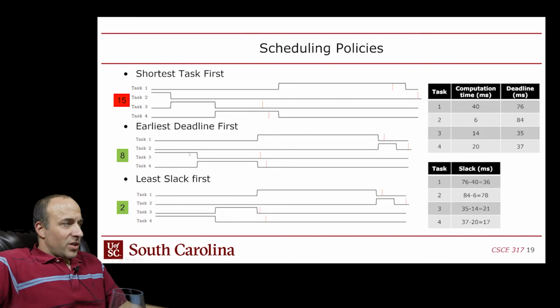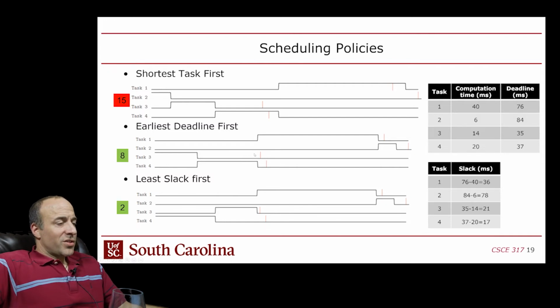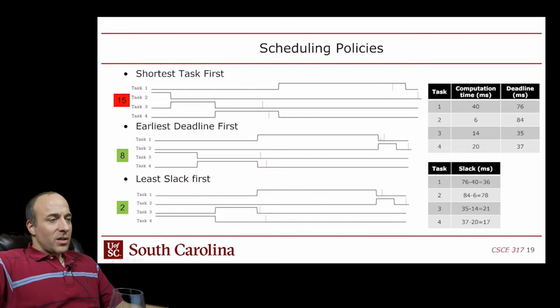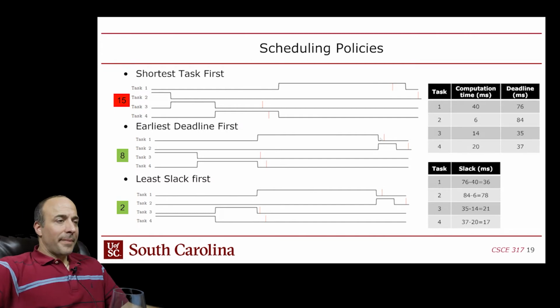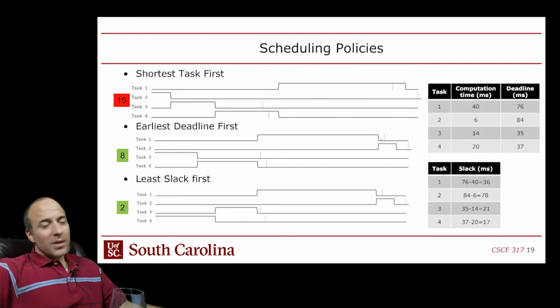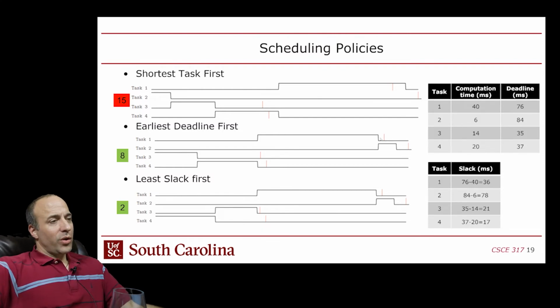So you can see that task 3, which had its red line farthest to the left, meaning the earliest deadline, ran first. And then the next furthest left red line was on task 4, so it ran next. And then we ran task 1 and then task 2. So earliest deadline first seems to work here. It actually always works as long as the total utilization is less than 100%.